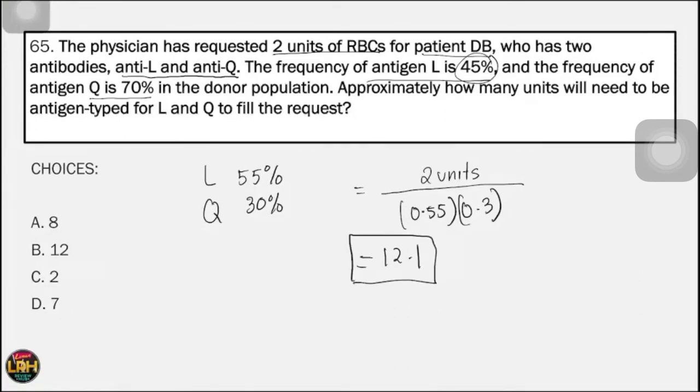So, the number of blood units to be screened to get 2 compatible units of blood is 12 units. Number 65, the answer is letter B. We need 12 units.